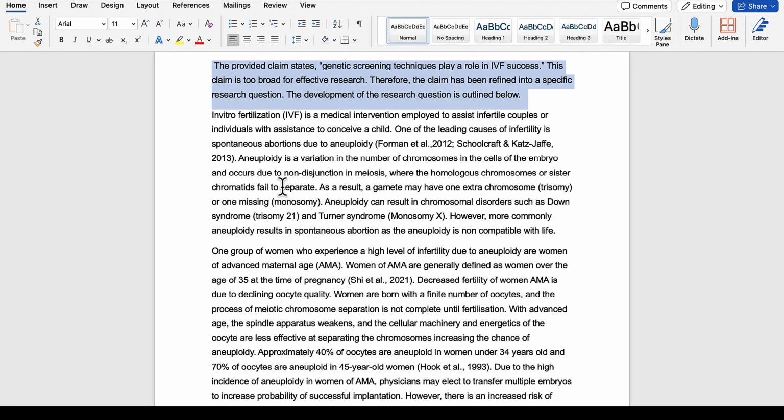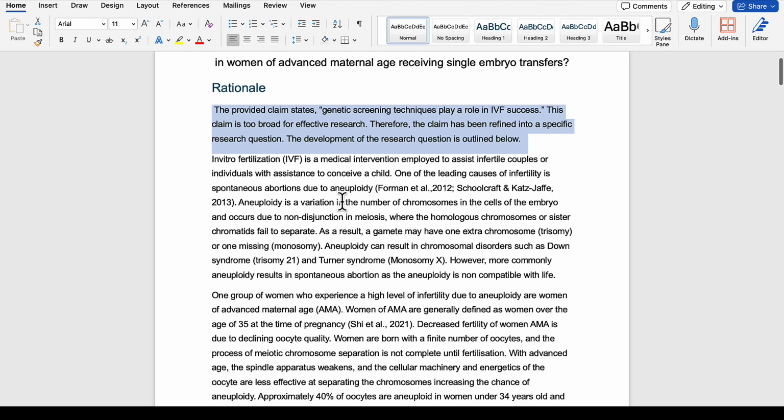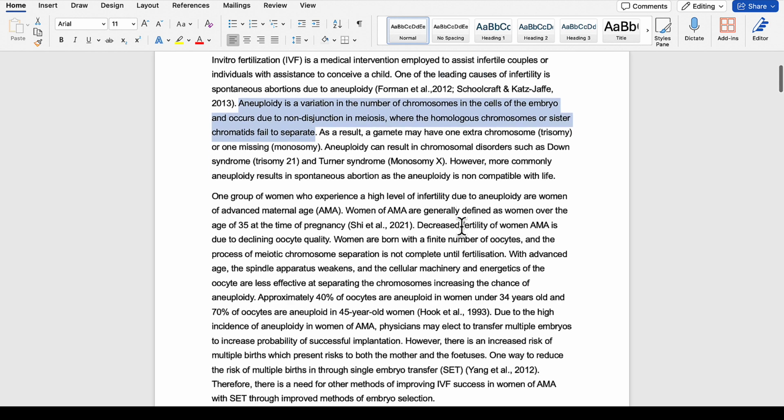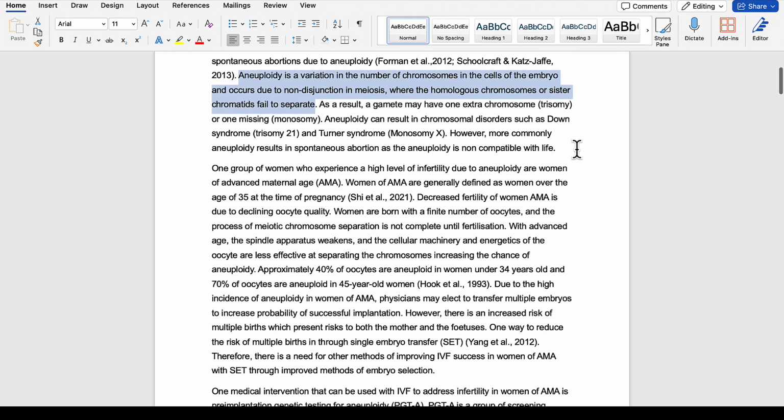Now, you'll see that what I've done is I've provided information here. I've introduced IVF first, and then I've said one of the reasons, and so it's to help people who are infertile. One of the leading causes of infertility is aneuploidy. This is what aneuploidy is. So I've provided information about what aneuploidy is.